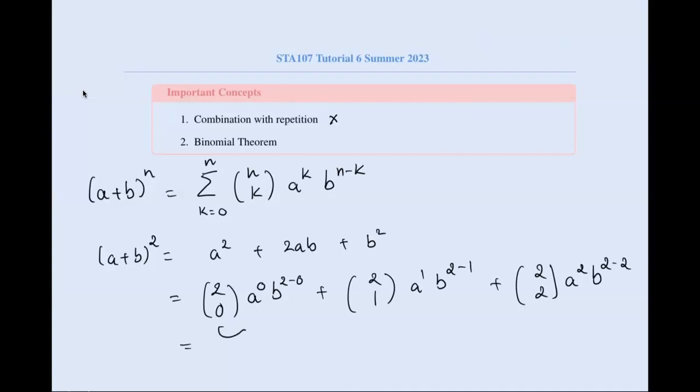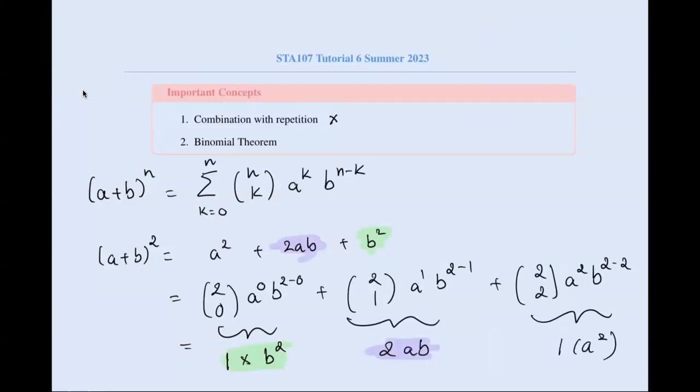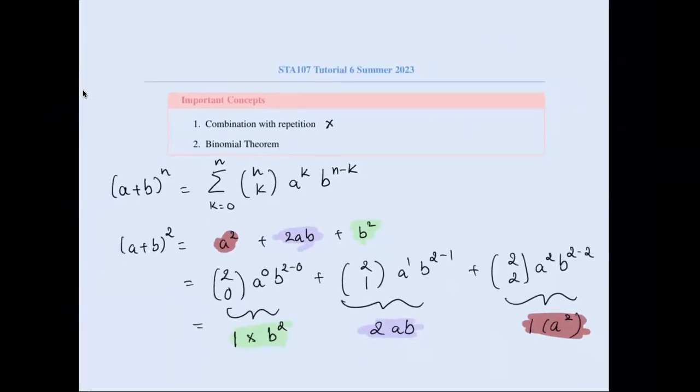And you will see here this term is 1 times b to the power of 2, which matches with this term that you already have. The middle term is just 2ab, so it matches with the middle term that you're having here. The last one is 1 times a squared, which matches with this term. Okay. And you can do the same thing for a plus b to the power of 3, to the power of 4, or any exponent.